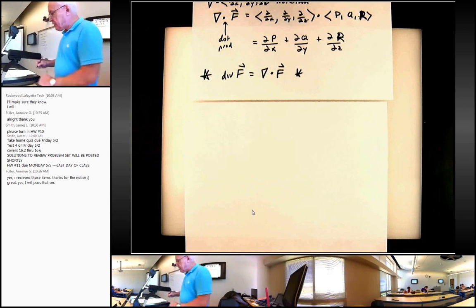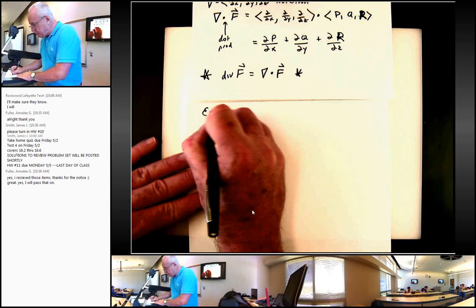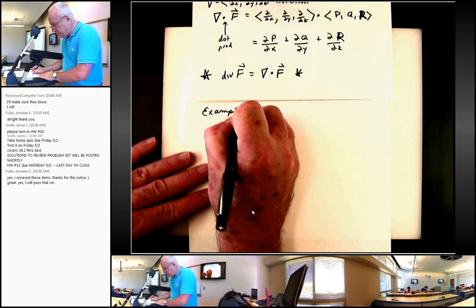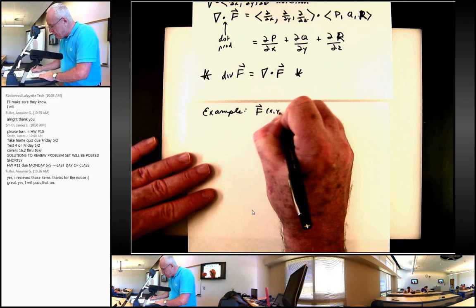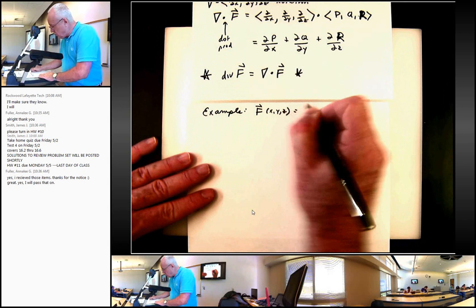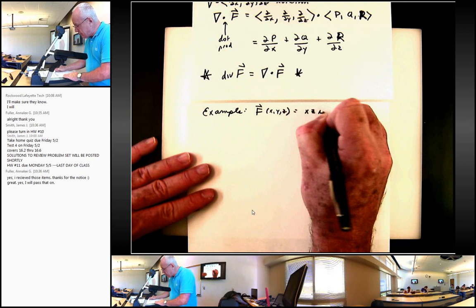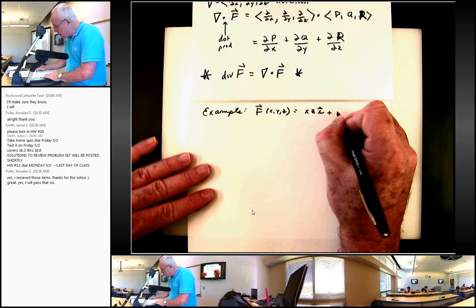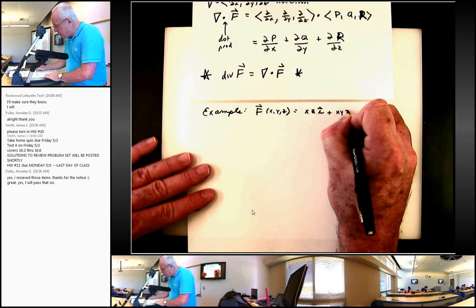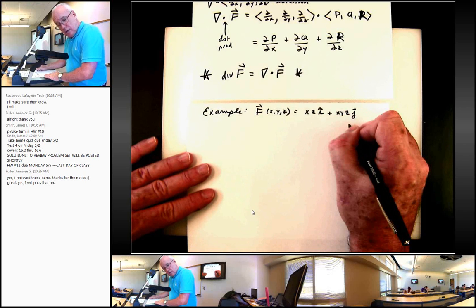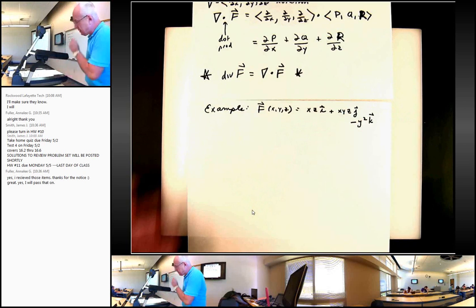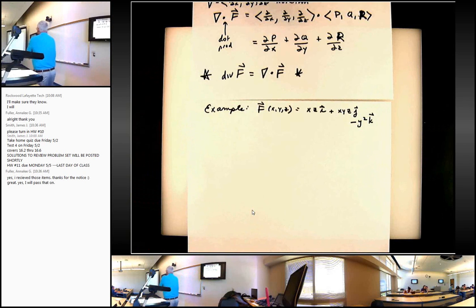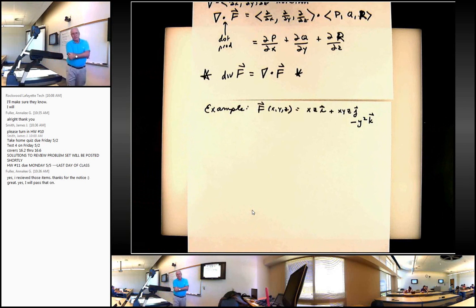So let's look at an example of calculating this. This is pretty straightforward, I think. Let's have capital F of x, y, z equal xz times i plus xyz times j minus y squared times k. In fact, that's exactly the one that we used before, isn't it? Okay. And let's find the div of this F.